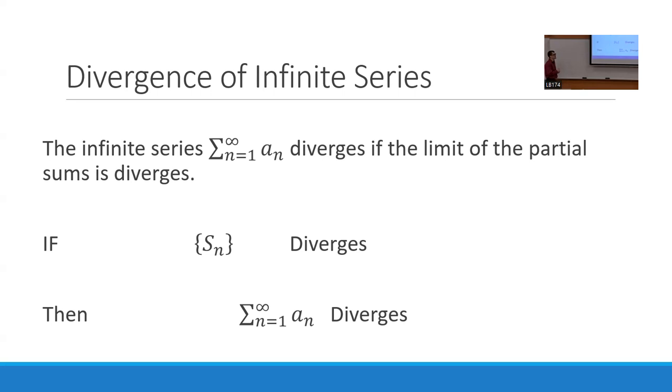Now, if we look at the limit of the partial sums, and the limit of the partial sums is infinity or does not exist, another way to say that is the partial sums diverge. So if the partial sums diverge, then we say the series also diverges. So if the partial sums have a limit, then we say the series sums up to that limit. If the partial sums diverge, we say the series diverges.